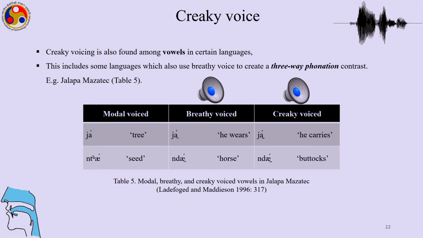Creaky voicing is found among vowels in certain languages, and Jalapa Mazatec has a three-way phonation contrast, and we will play the breathy voiced and the creaky voiced examples here.